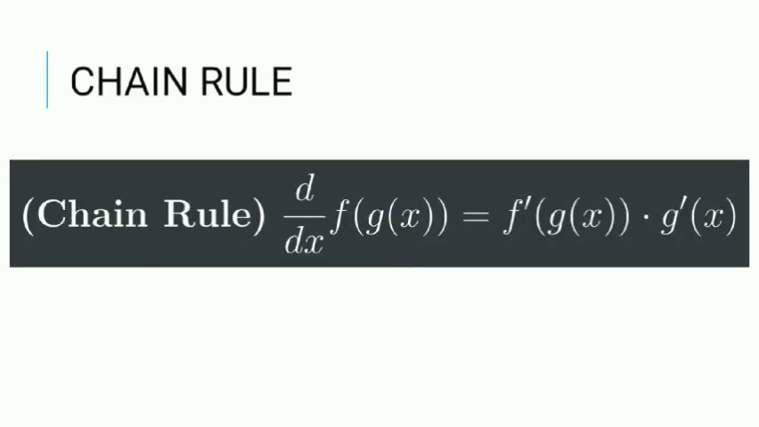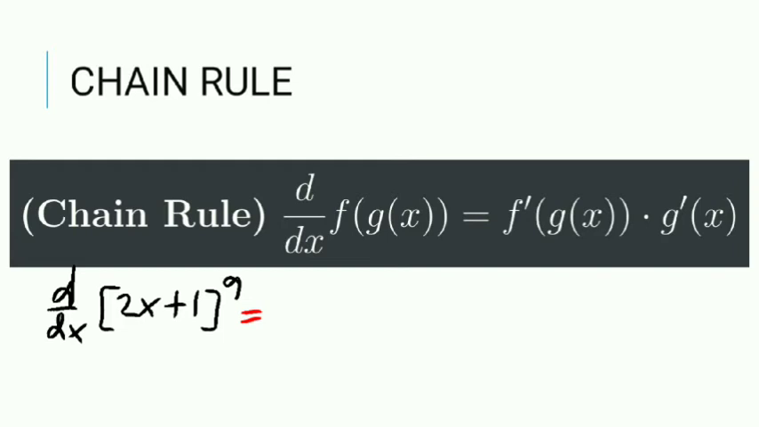Next is the chain rule. The chain rule states that the d/dx of f of g of x is equal to f prime of g of x times g prime of x. Let's try with an example. Suppose we wish to take the derivative of 2x plus 1 raised to 9. Expanding it will solve the problem, however it will be lengthy and prone to mistakes and errors.